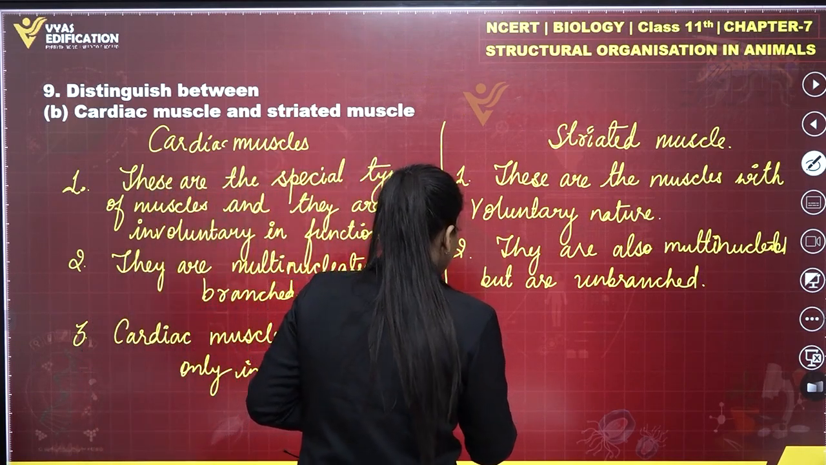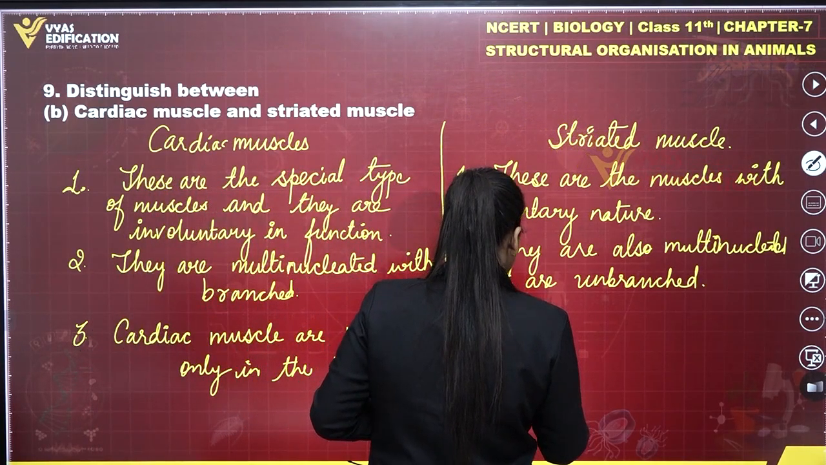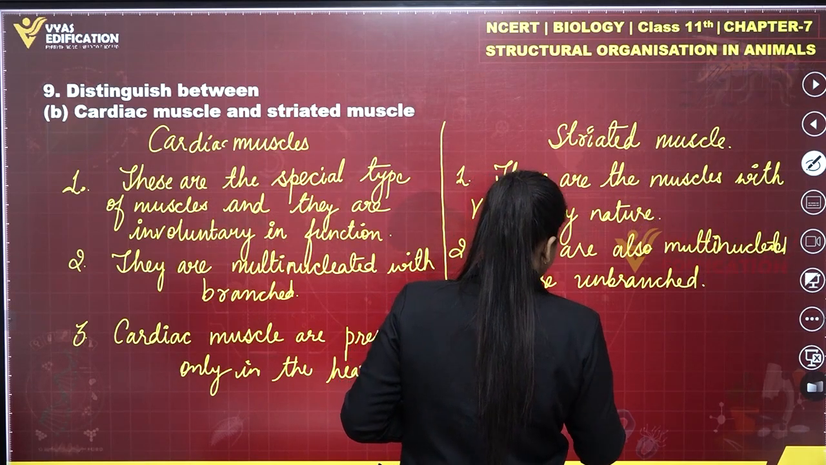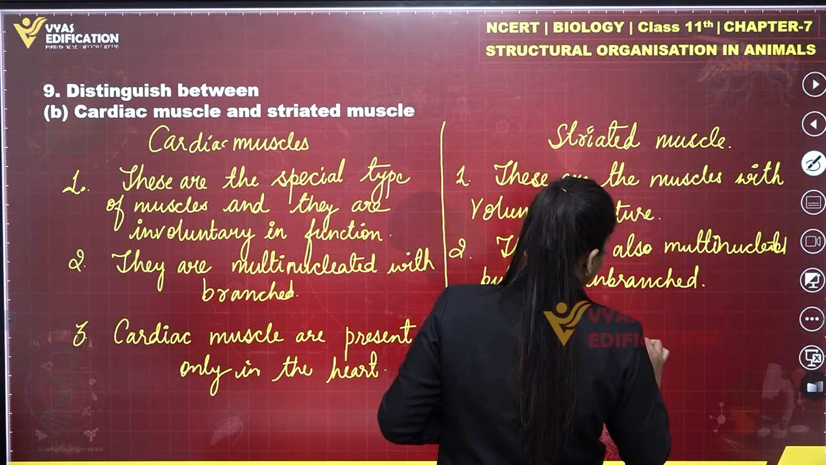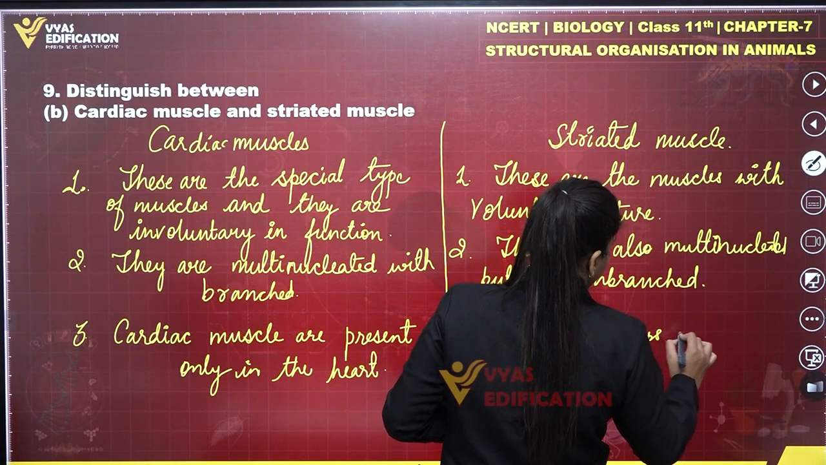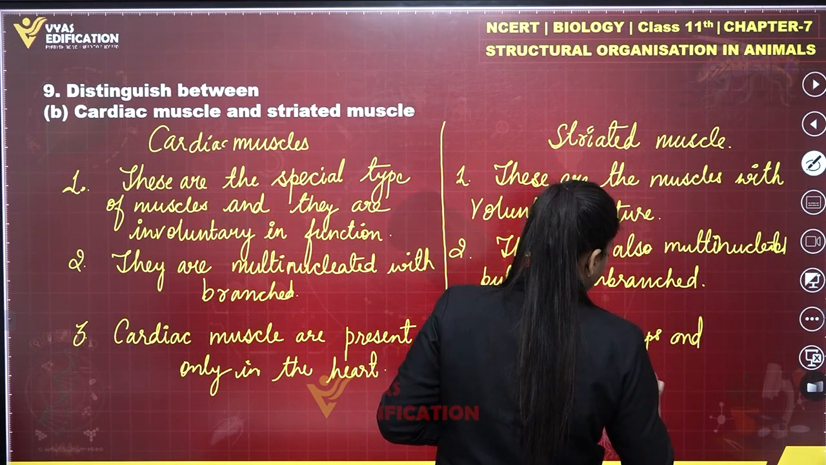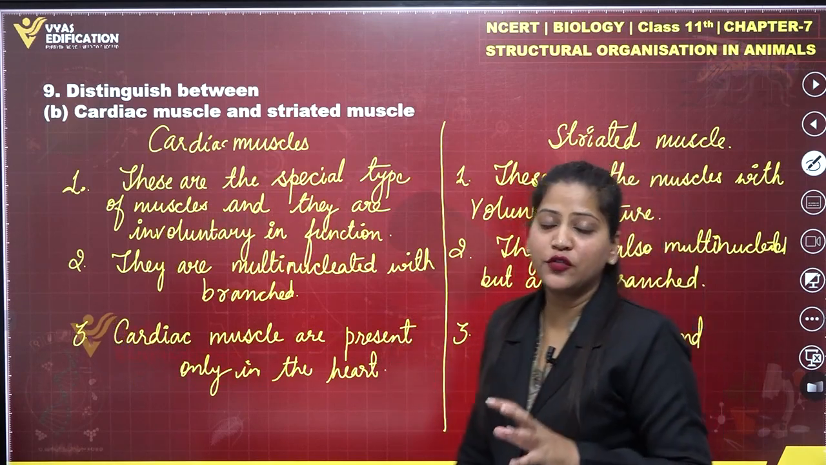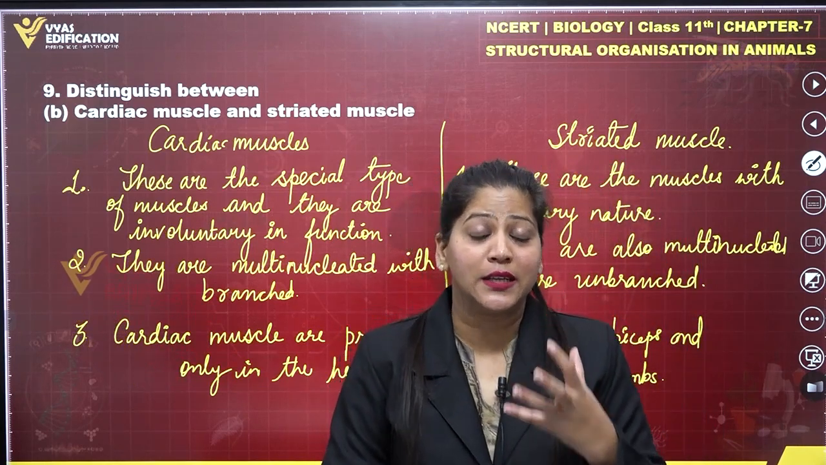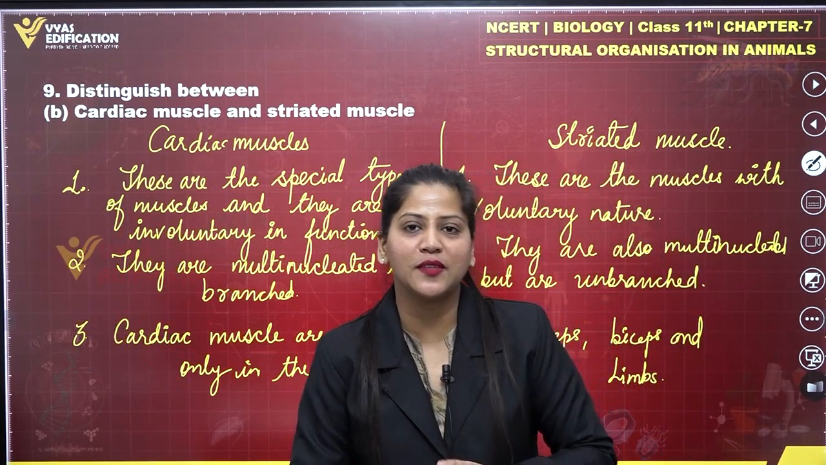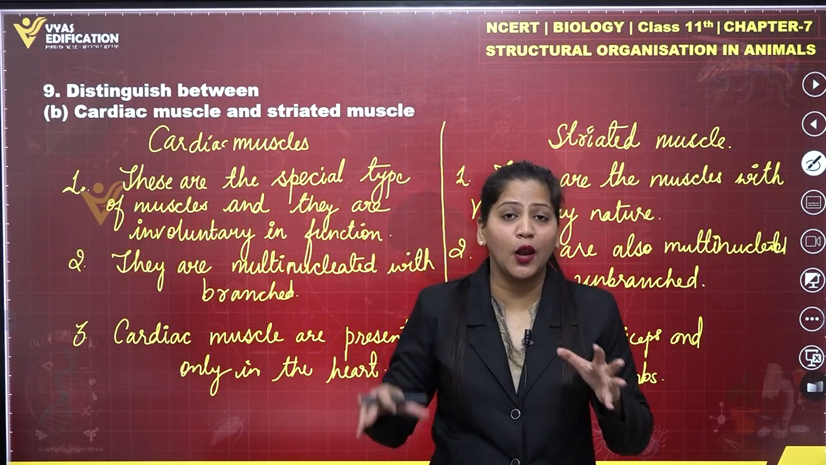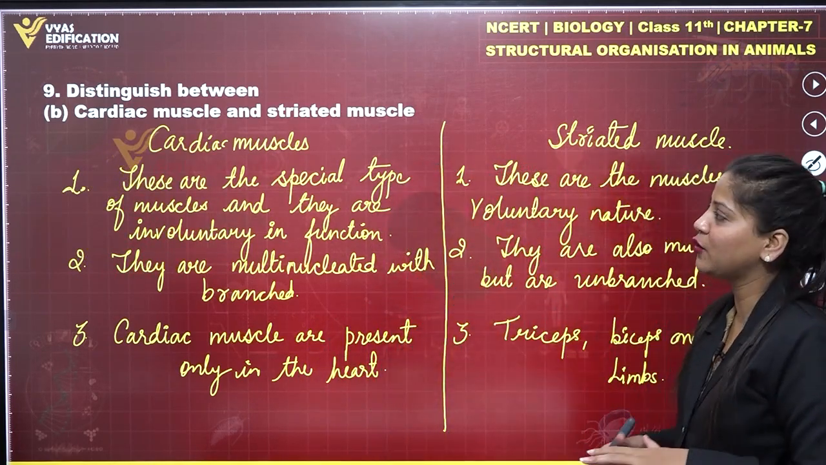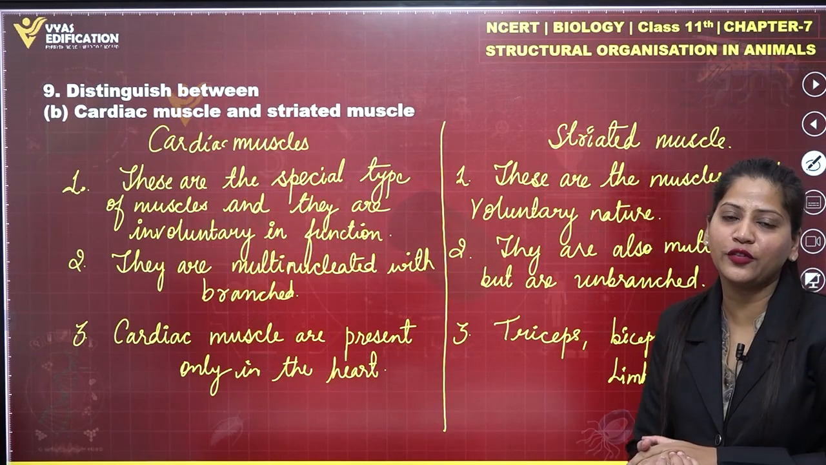Then the striated muscles you will find in the triceps, biceps and limbs. So these are the basic features which distinguish between cardiac muscles and striated muscles. Along with this we have completed solution number B of question number 9.